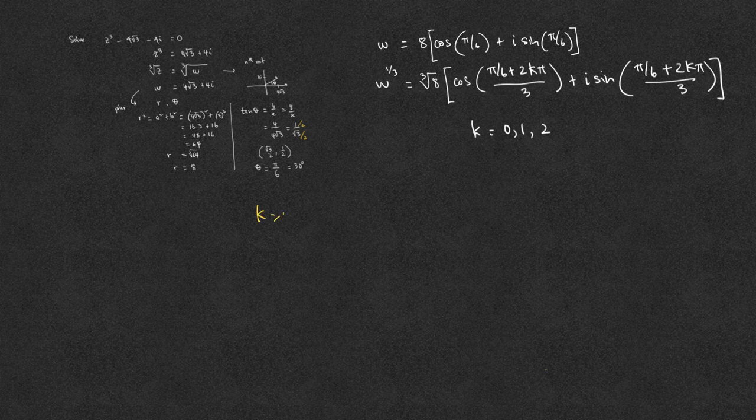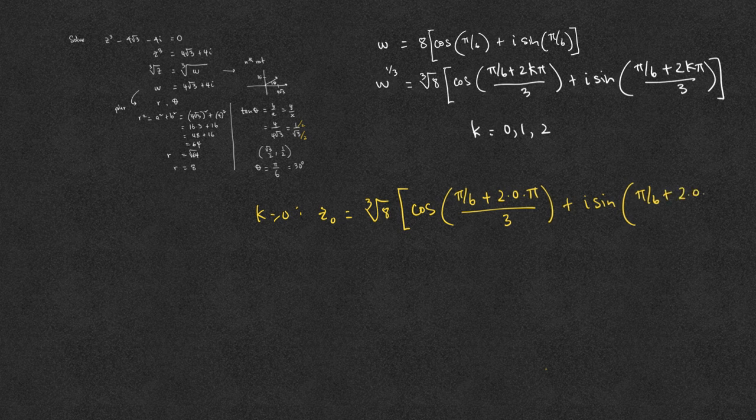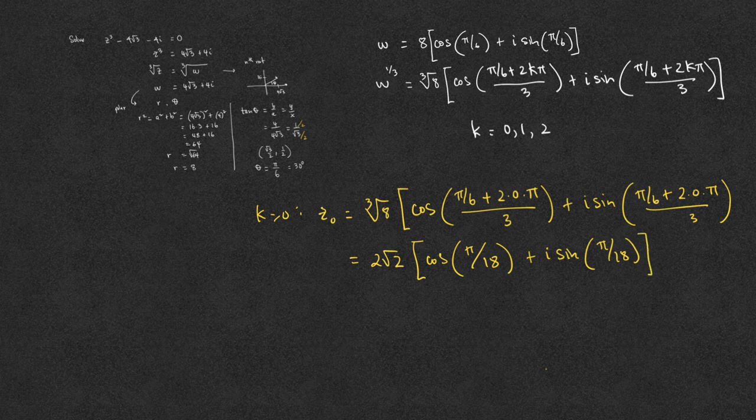With k equals 0, the first solution z sub 0 is the cube root of the modulus, which is a real number, times the quantity cosine of pi over 6 plus 2 times 0 times pi over 3 plus i sine of pi over 6 plus 2 times 0 times pi over 3. And this is 2 root 2 cosine of pi over 18 plus i sine of pi over 18.